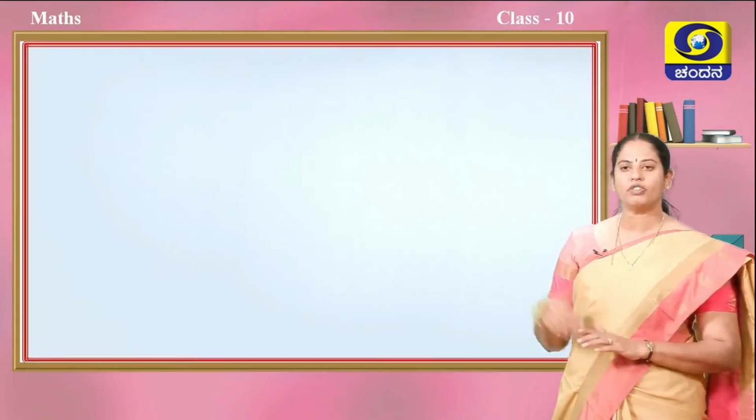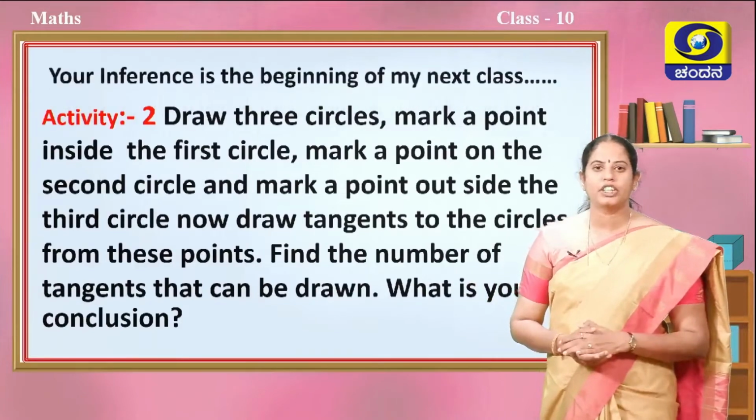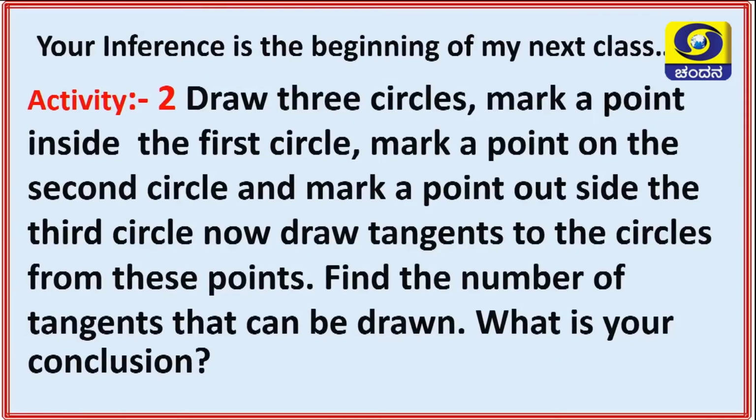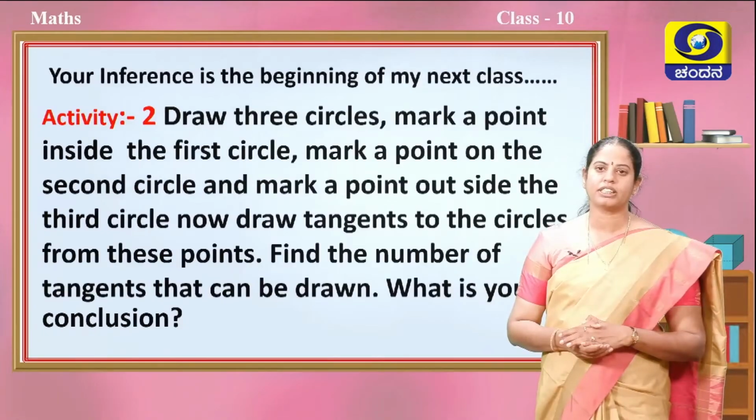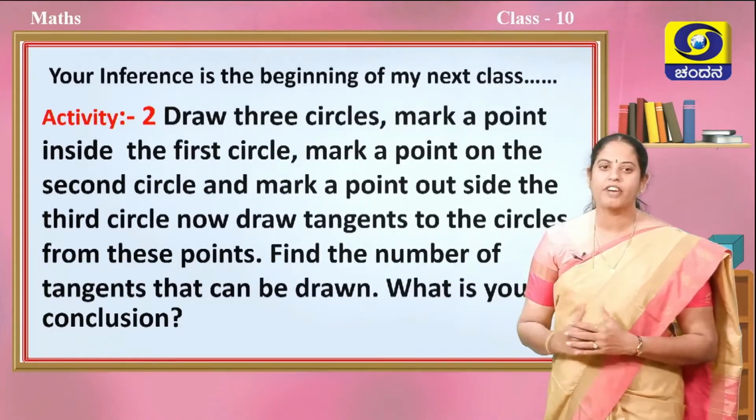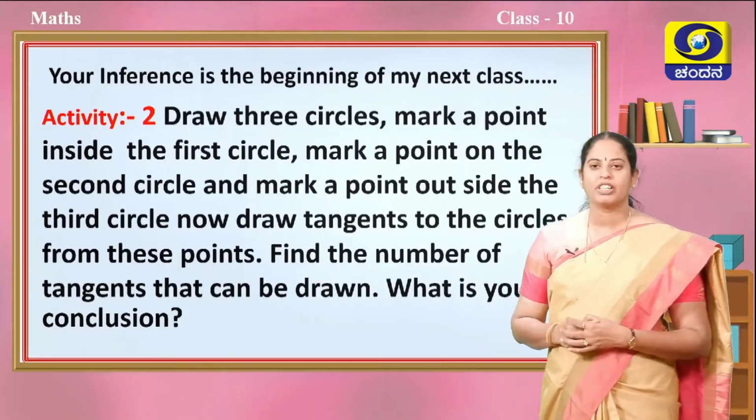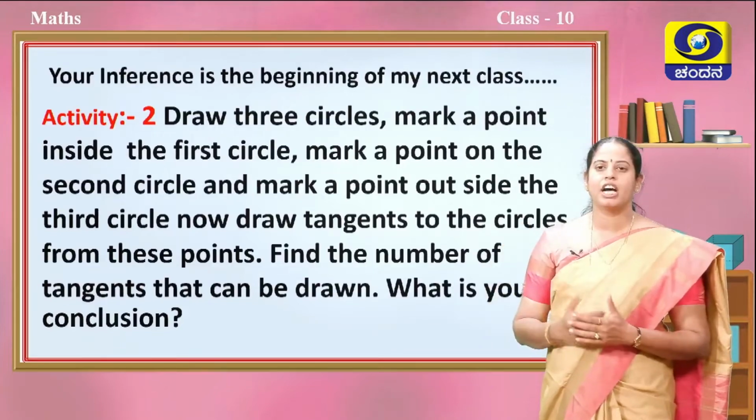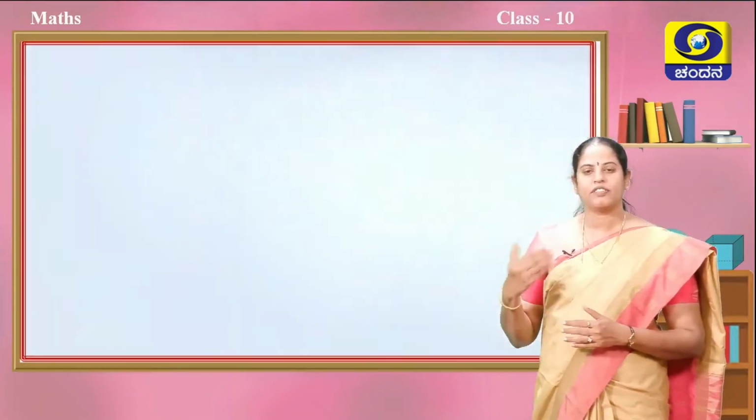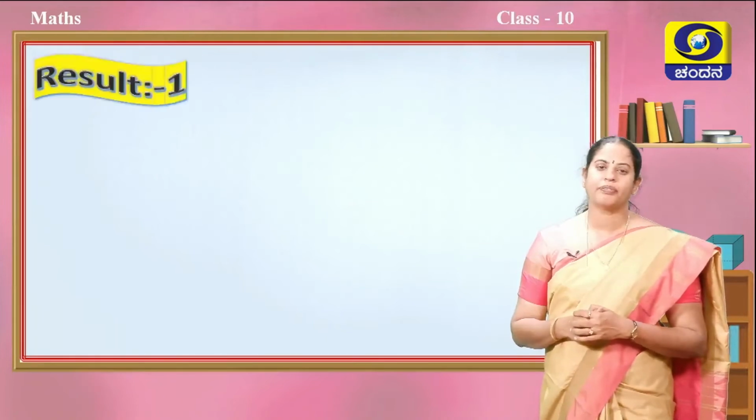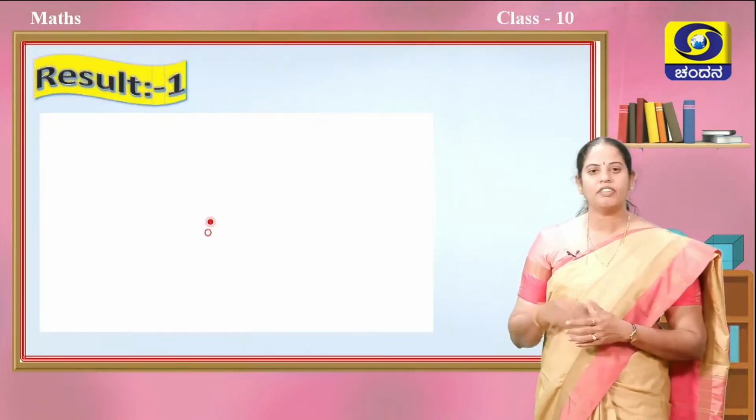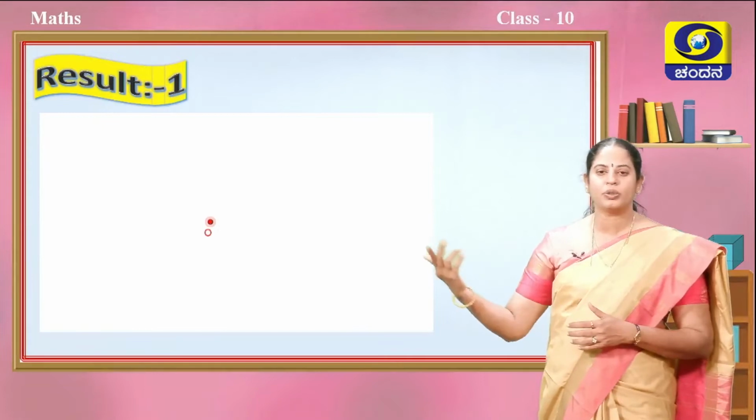And I have given one more activity: draw 3 circles, mark a point inside the first circle, mark a point on the second circle and mark a point outside the third circle. Now, draw tangents to the circles from these points and find the number of tangents that can be drawn. What is your conclusion? So, for these 3 circles at different points, how many tangents can be drawn? We will discuss as result 1, result 2, result 3.